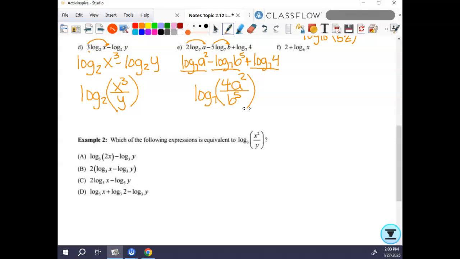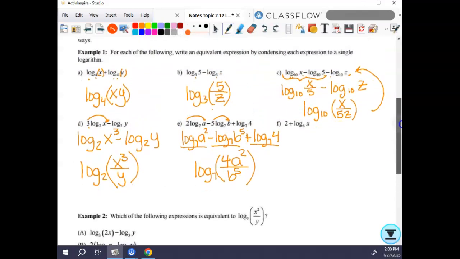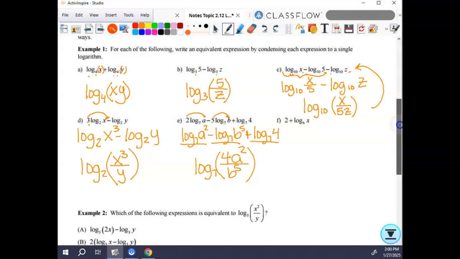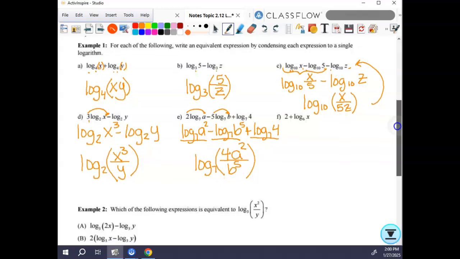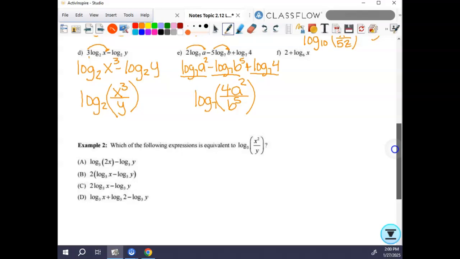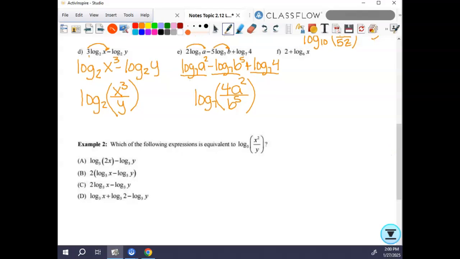So the reason I've been able to condense these is because I have 2 logs, or 2 or 3, with the same base. On F, I have a constant and a log. Now these instructions said, do this by condensing each expression to a single logarithm. It doesn't say if possible. It says do it. So that means that I need to take this 2 and put it in an equivalent form that is a logarithm. Not only a logarithm, but I need it to be base 6 so they match. Does that make sense?